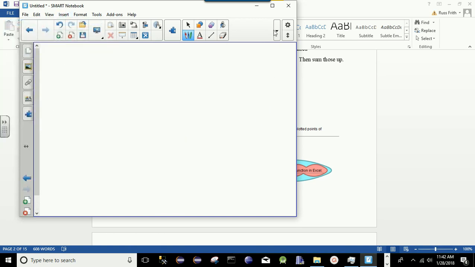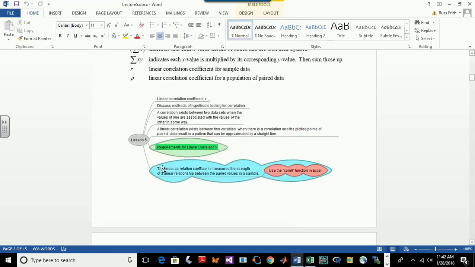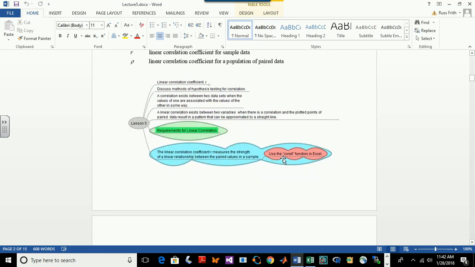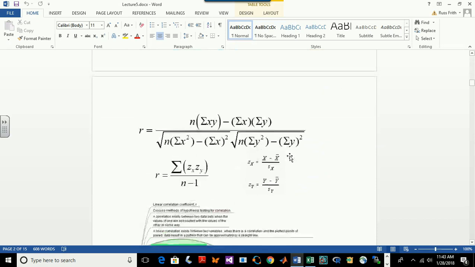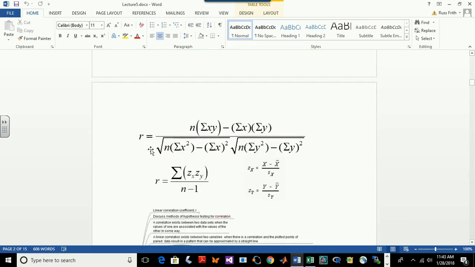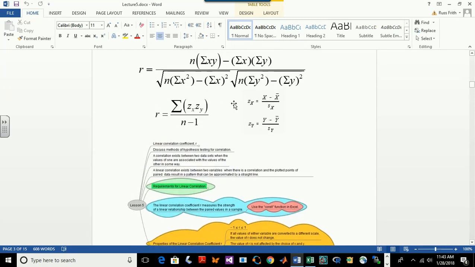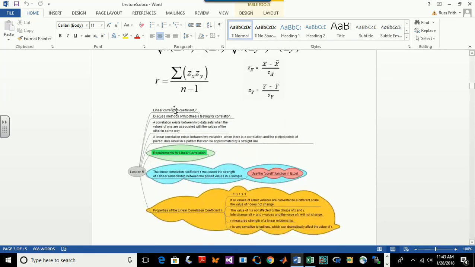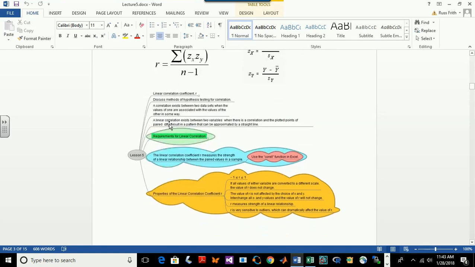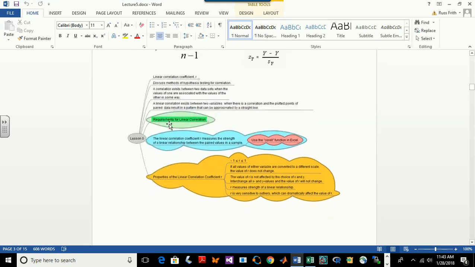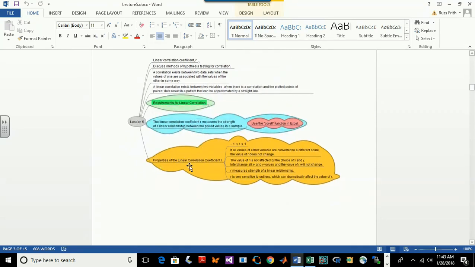All right. The linear correlation coefficient R measures the strength of a linear relationship between the paired values in a sample. Okay, and in Excel we use the CORREL function to find the correlation. So this is the formula for the correlation coefficient between XY pairs. And of course, you can use these, but you would probably want to use the Excel correlation function. All right, so the linear correlation coefficient, again, is the strength of the linear relationship. So properties of the linear correlation coefficient.